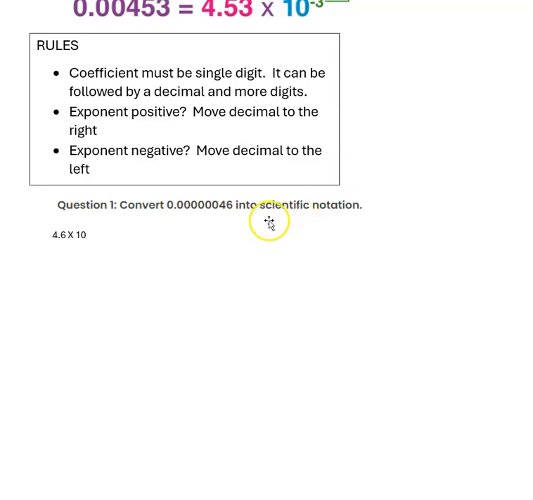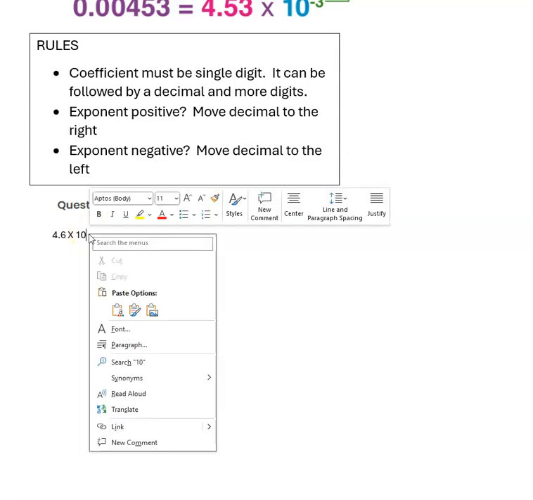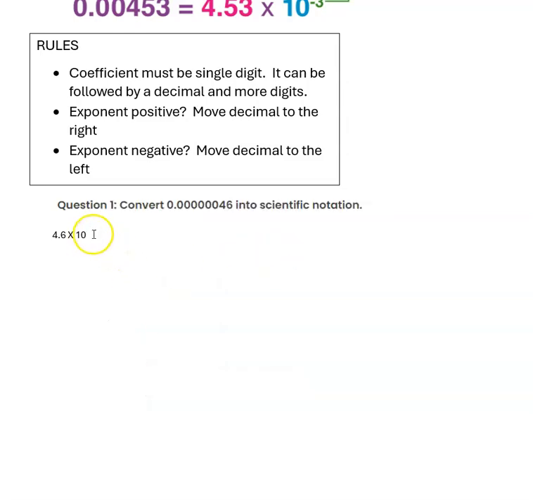So I've gotten that point down. Now I need to think to myself, is this going to be a negative or a positive exponent? Well, it's a really small number, so it's going to be negative something. So I have to do superscript.